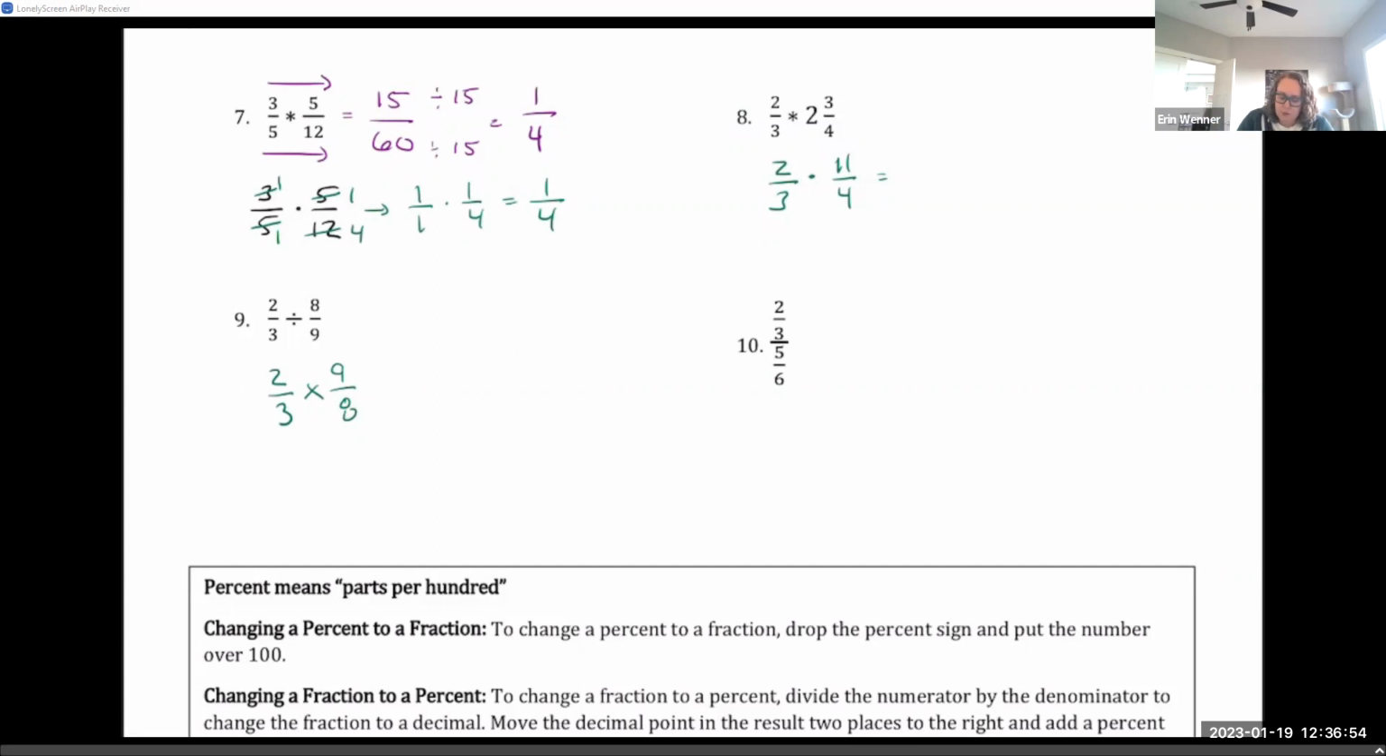Number 10 looks weird. It looks like what we refer to as a complex fraction. But remember, fractions are just division problems. So what this is telling us is 2/3 divided by 5/6, because the 5/6 is in the denominator. So we're just taking that numerator, the fraction in the top, dividing by the fraction in the bottom. And again, with that division, we're going to take that second fraction and flip it, and then change it to multiplication.